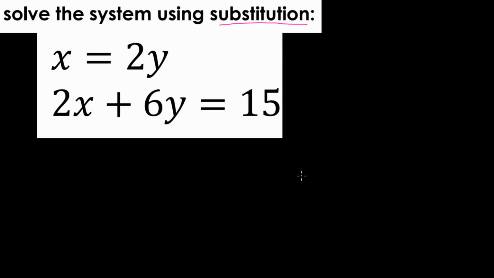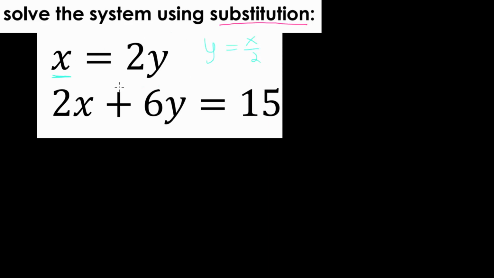Now, the substitution method will take one of these equations and solve it for one of the variables. And for this particular problem, this variable x has already been solved for. But we could also solve it for y. We can divide each side by 2 so that y is x over 2. It doesn't really matter which one you solve it for as long as you isolate one variable so that it's expressed in terms of the other variable.